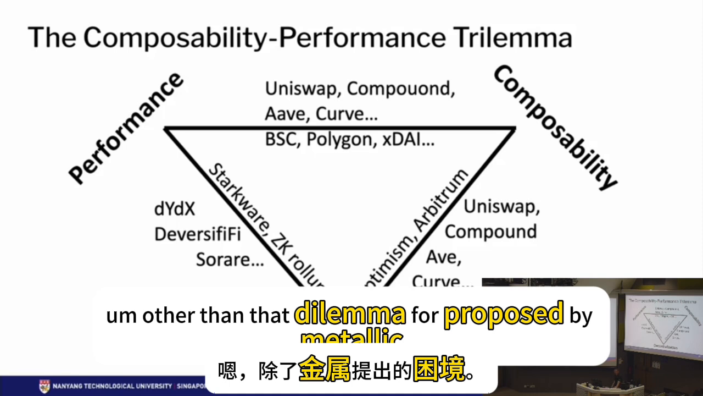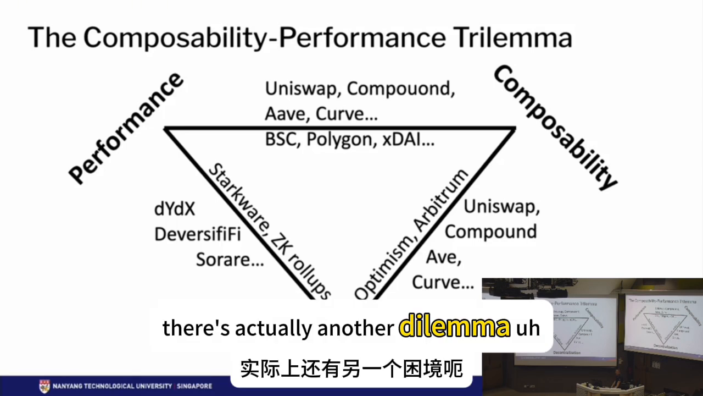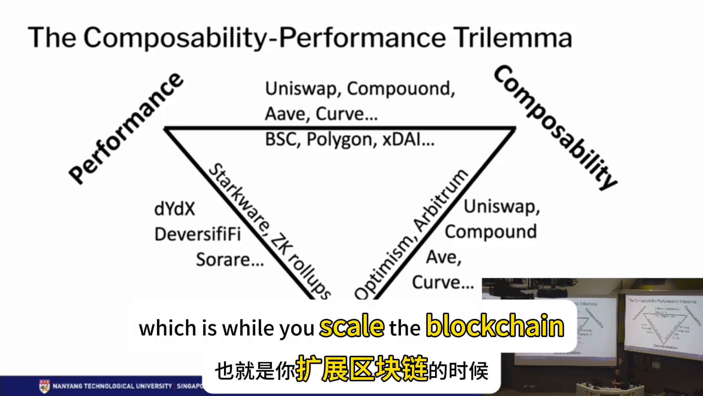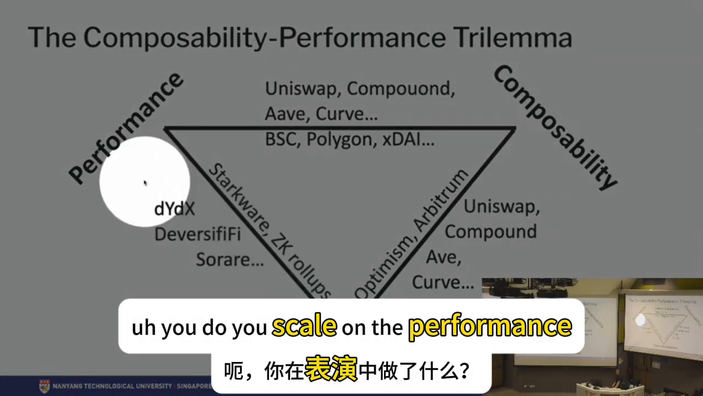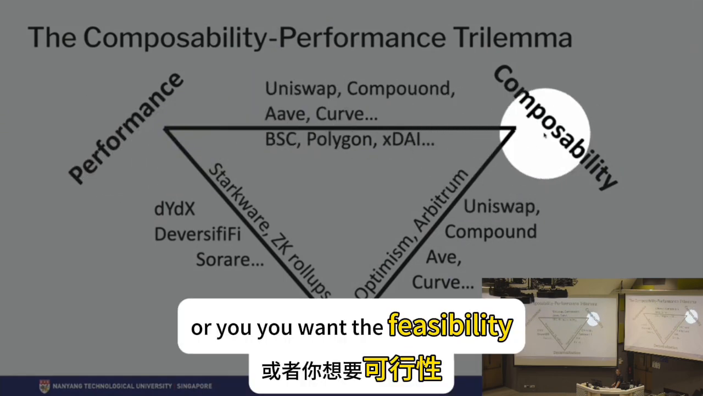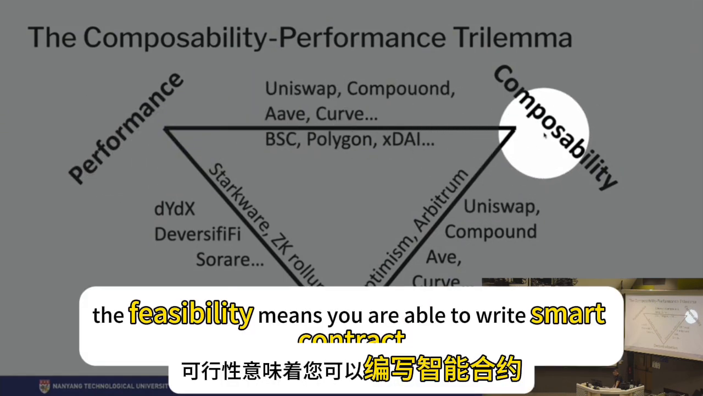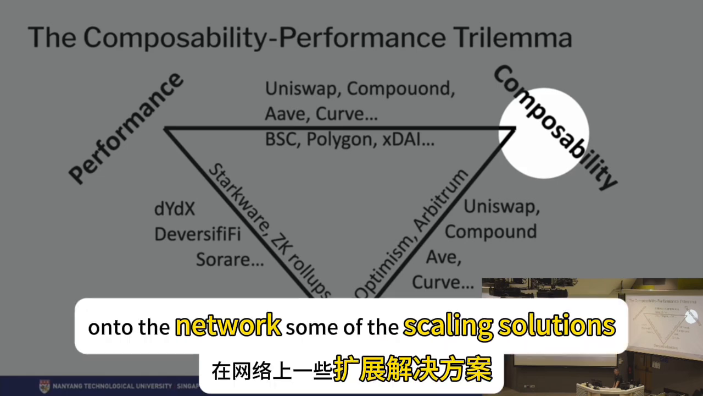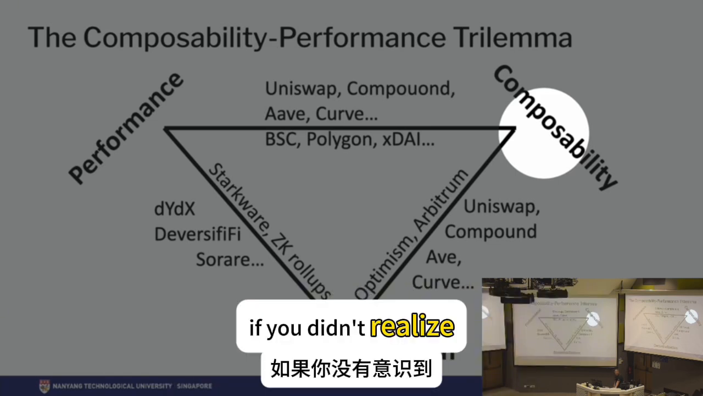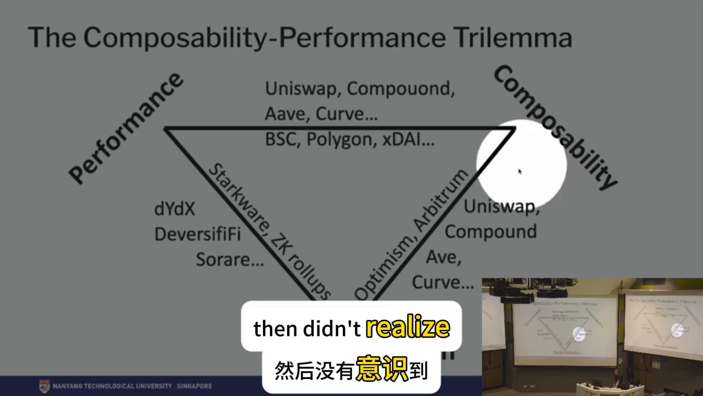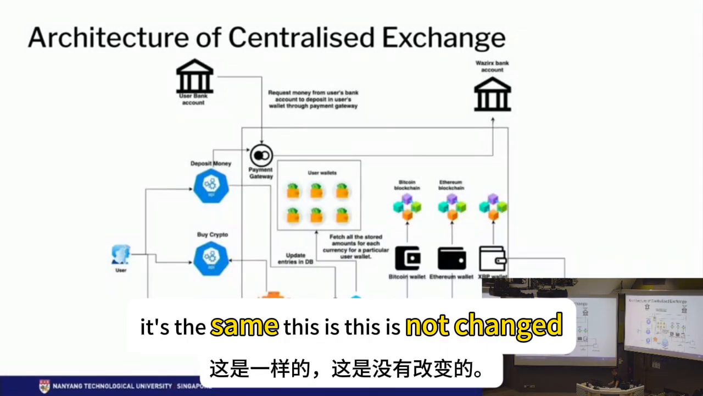Other than that trilemma proposed by Vitalik, there's actually another trilemma: while you scale the blockchain, do you scale on the performance, or do you want the composability? Composability means you are able to write smart contracts and deploy them onto the network. Some of the scaling solutions are not able to deploy smart contracts, if you didn't realize. Then decentralization is the same. This is not changed.